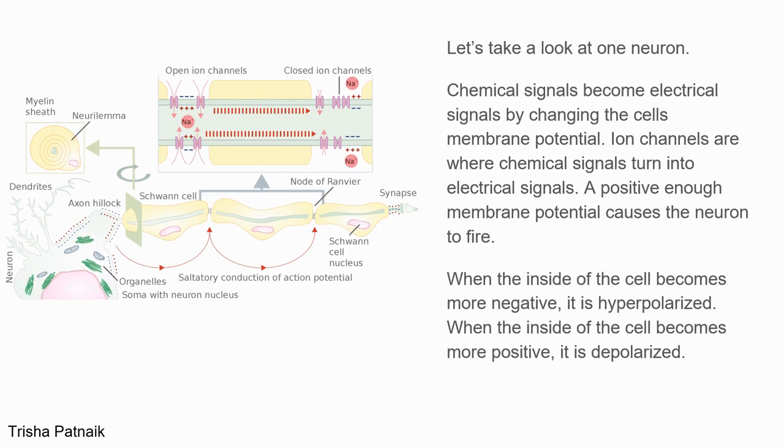Let's take a look at one neuron in action. Chemical signals become electrical signals by changing the cell's membrane potential. Ion channels are where chemical signals turn into electrical signals. A positive enough membrane potential causes the neuron to fire. When the inside of a cell becomes more negative, it is hyperpolarized. When the inside of the cell becomes more positive, it is depolarized.